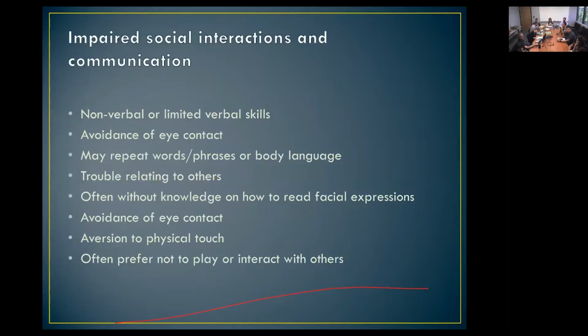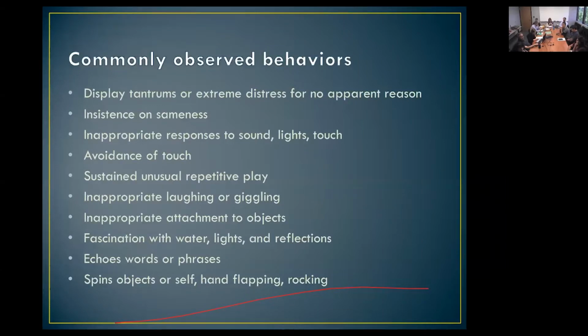We'll go into specifically how that's going to affect how you interact with persons who might be on the spectrum. Some of the behaviors that you might see: the display of tantrums or extreme distress for no apparent reason, or apparent reason to us. If you're not on the spectrum, you might not understand why they're having a tantrum. This insistence on sameness, so wanting things to line up, wanting things to look symmetrical. That's what I mean when I say insistence on sameness. Inappropriate responses to sounds, lights, or touch, both in hypersensitivity, not liking those things, but also maybe being attracted to them and overly attracted to them.